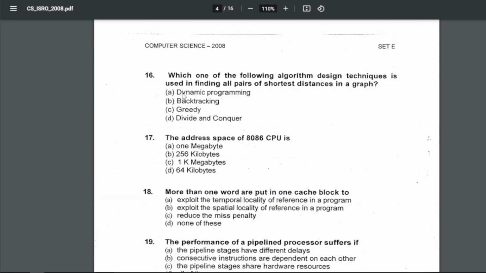Now question number 16 is, which one of the following algorithm design techniques is used in finding all pair shortest path distance in a graph? So I hope you remember this. This is a part of our dynamic programming, right? And for a specific algorithm, that is Floyd Warshall algorithm, the all pair shortest path problem uses dynamic programming to find shortest distance between every pair of vertices in a given edge weighted directed graph, right?